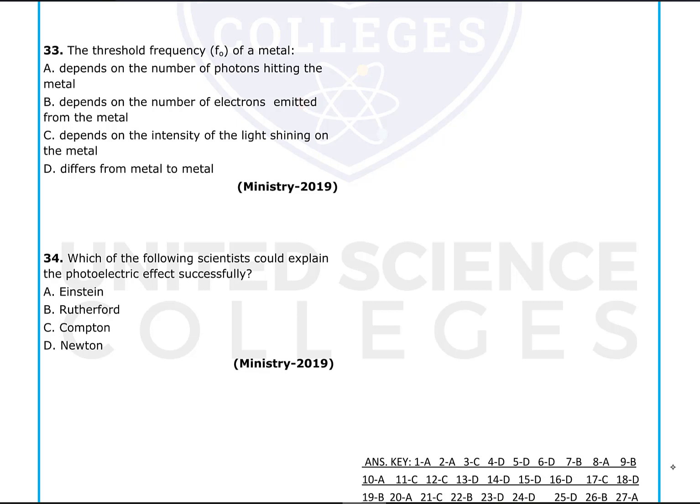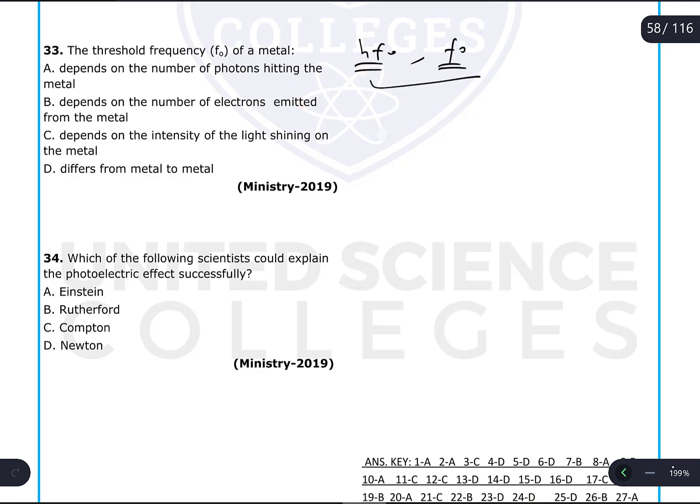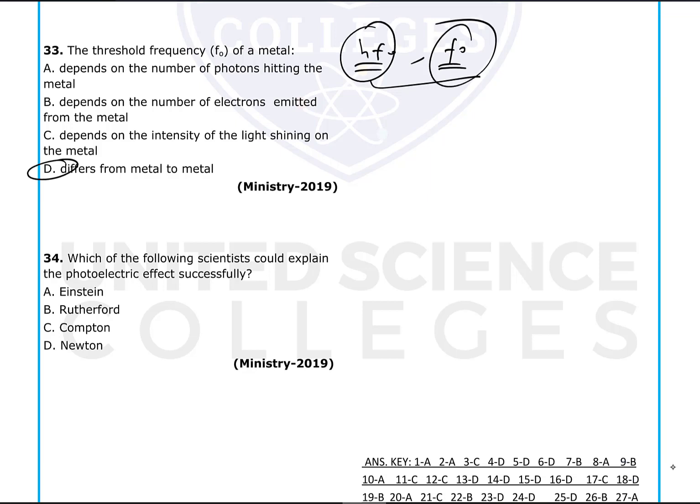Question number 33. The threshold frequency f0 of a metal: both work function and threshold frequency depend only on the type of this metal or solid. Does the type of the solid depend on number of photons? No. It differs from metal to metal. Yes, for each metal this is different. No other factors determine the work function. No other factors determine the threshold frequency. Only the type of the solid.